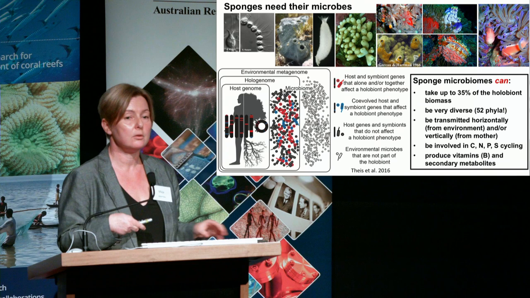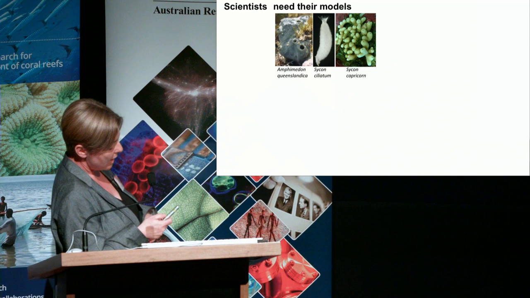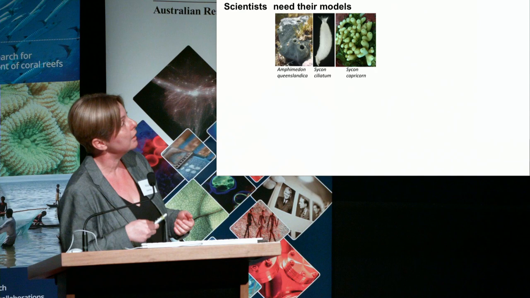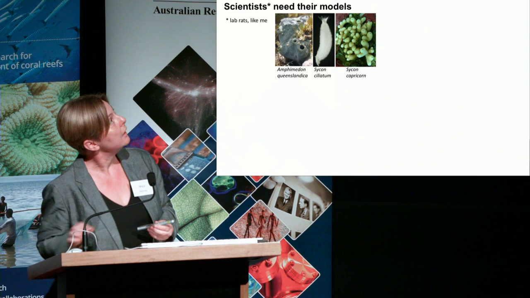All right, so I have started making this slide, and I wrote on it, "Scientists need their models," and the model that I am using is Amphimedon queenslandica, which many of you know. It has been found on Heron Island originally, and then those two calcareous sponges. But then I have given it a bit of thought through the night last night, and I have realized that this is actually not true.